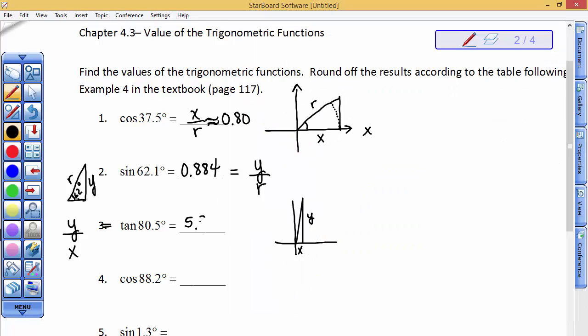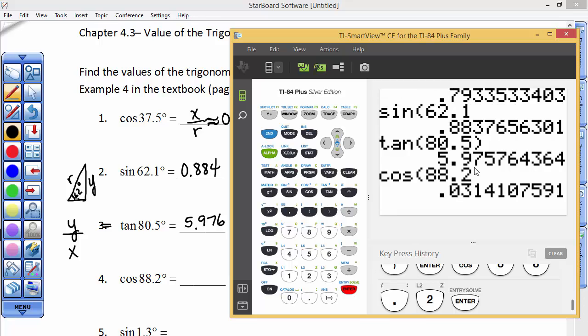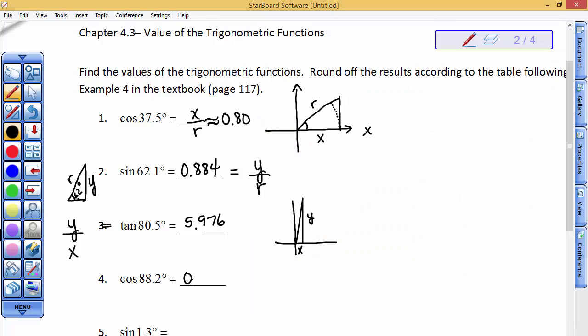Cosine of 88 degrees. Let's just let the calculator tell us. So cosine of 88.2 degrees. And look, I'm getting lazy. I'm not closing the parentheses because I know the calculator will do that for me. 0.031. That's because cosine is defined as x over r.